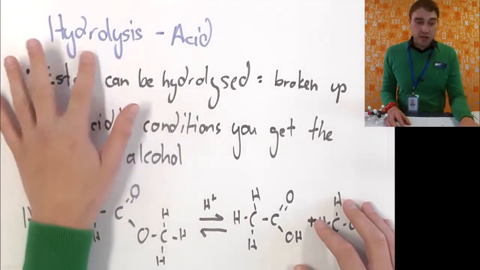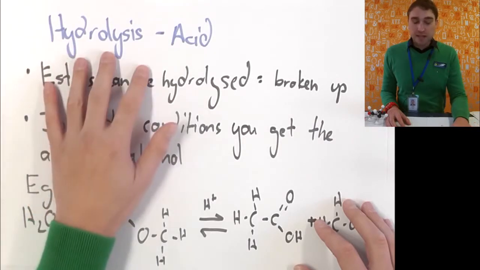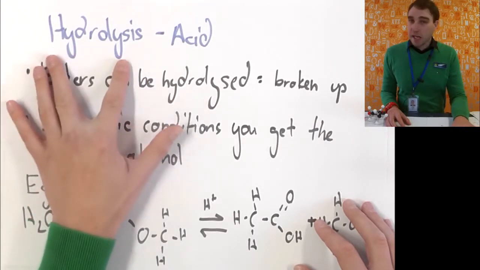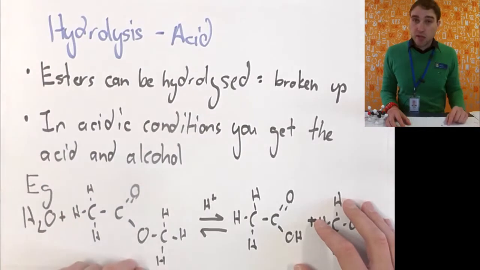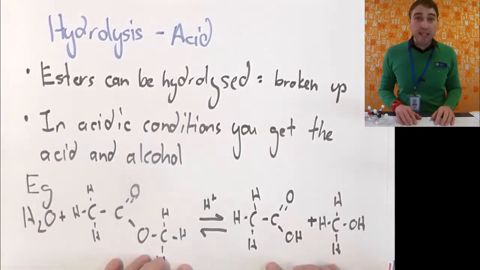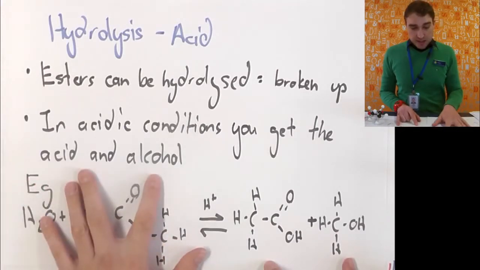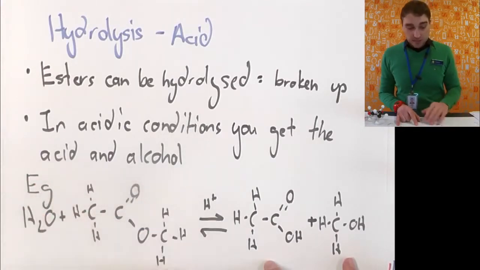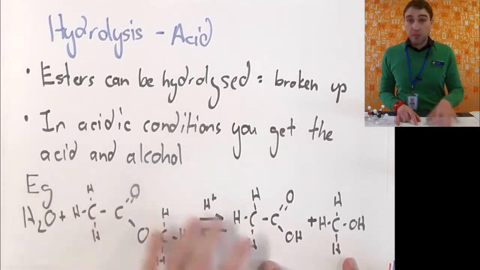Hydro means water, lysis means breaking. So we're breaking it up using water. And there's two different ways you can do it. You can do it using an acid, or you can do it using a base. We're going to look at using an acid first. So in acidic conditions, when you hydrolyze the ester, you get the acid and the alcohol back.